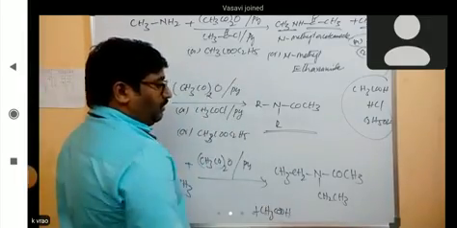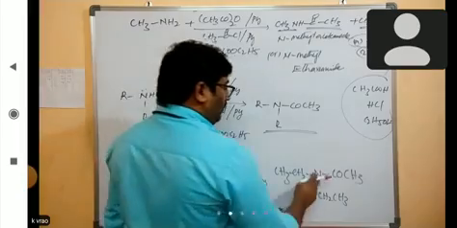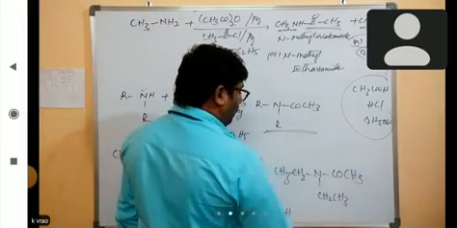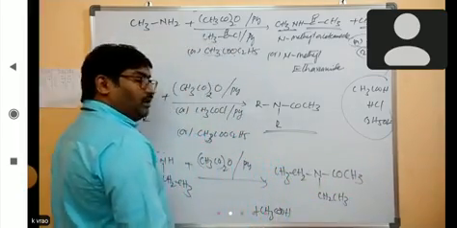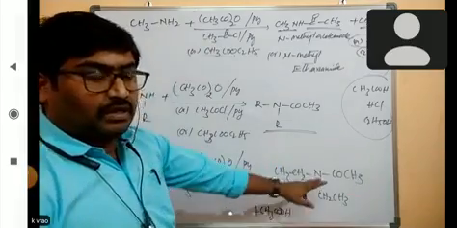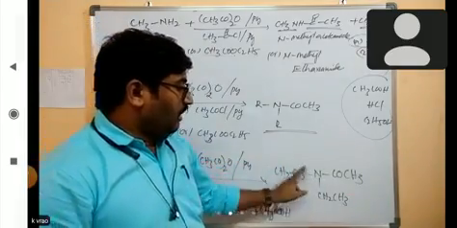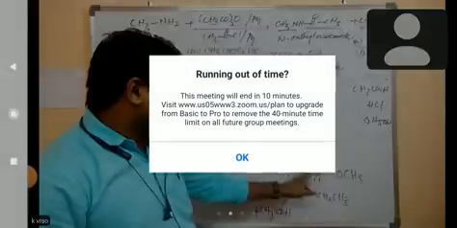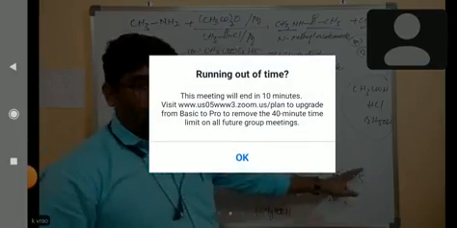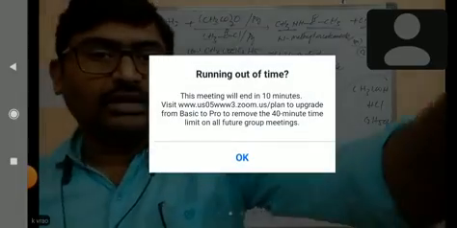Name of the compound: the common name is N,N-diethyl acetamide, and the IUPAC name is N,N-diethyl ethanamide.